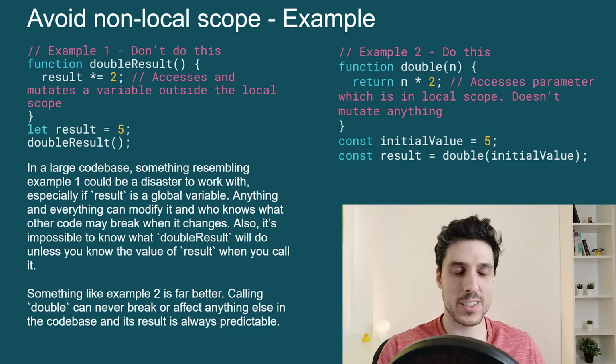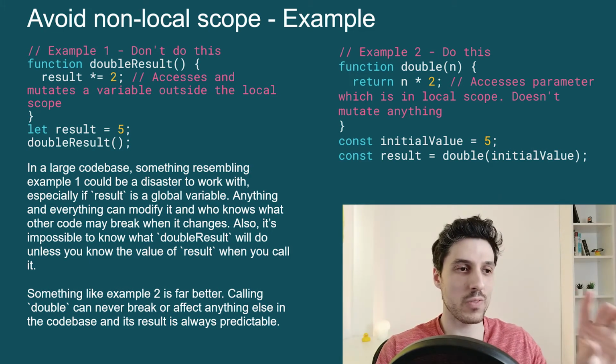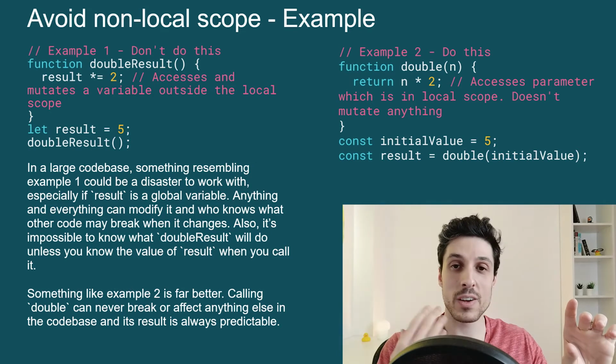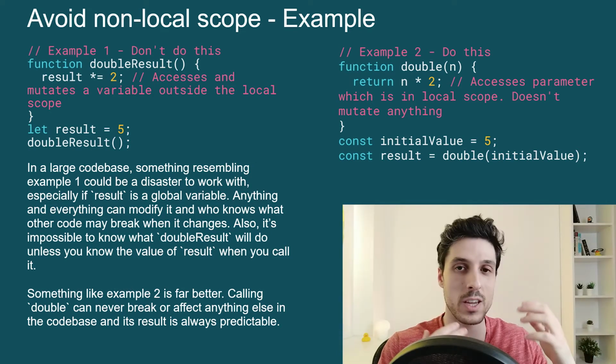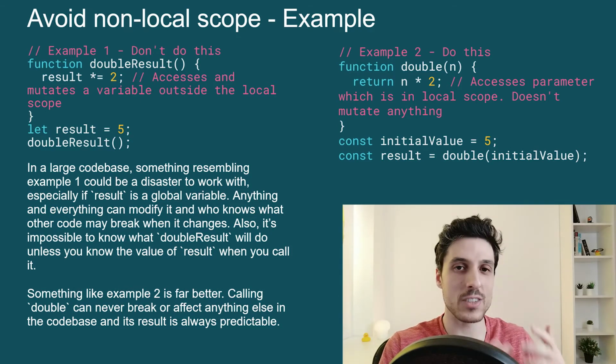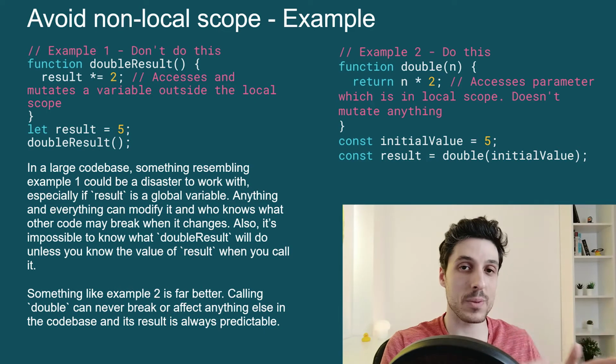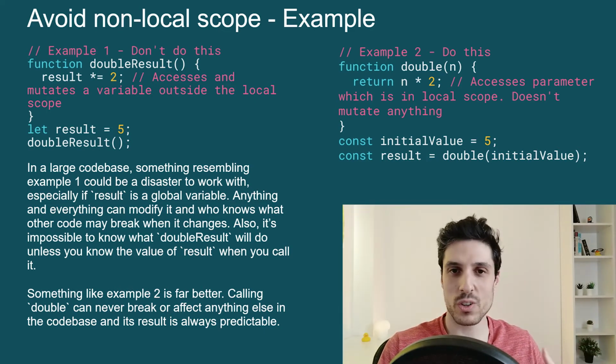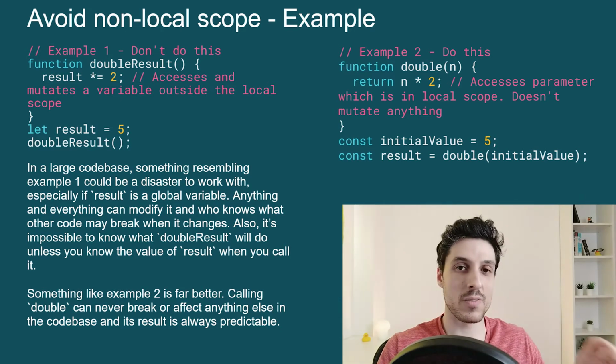The code on the right is much better because it doesn't access anything outside of its local scope and it doesn't modify anything outside of its local scope. So when you call function double with anything, you know exactly what it's going to do. You can predict the result properly. But on the function on the left, there is no way for you to know what it's going to do, again, unless you have a lot more knowledge about what has happened so far. And also, the variable initial value is constant, so you never have to worry about that. And the value of what result is, again, predictable.